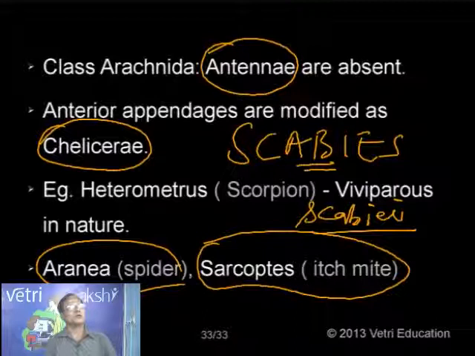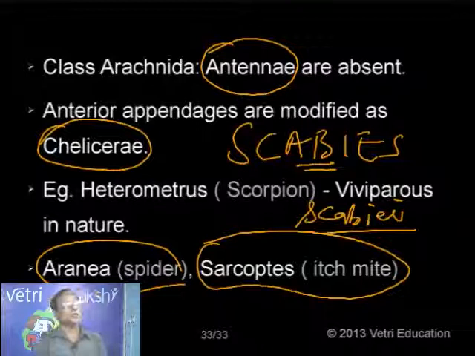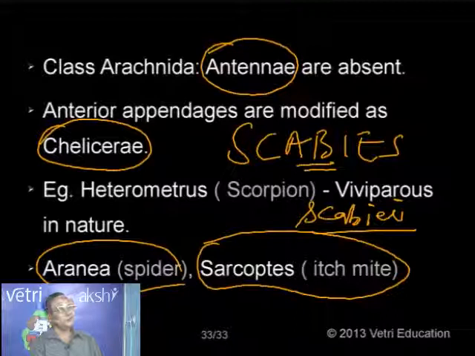So these are some of the characters related to the largest group, which we have named Arthropoda. With this I conclude this group. Let's proceed with some more groups later in the next class.